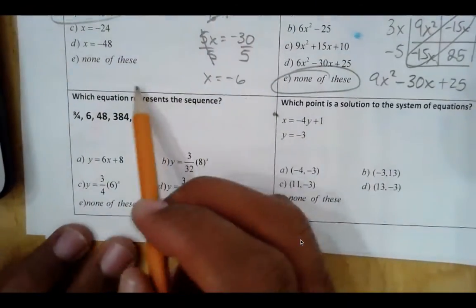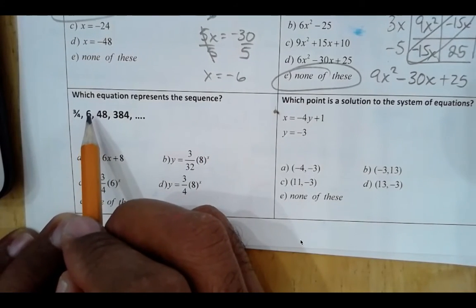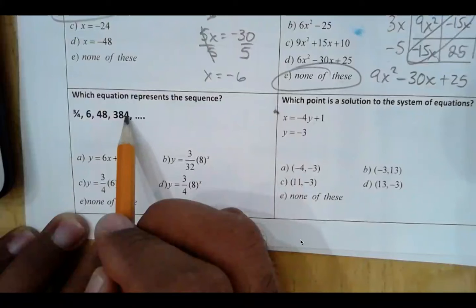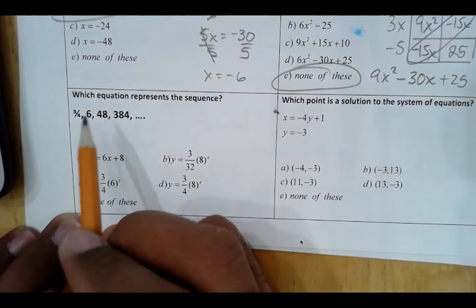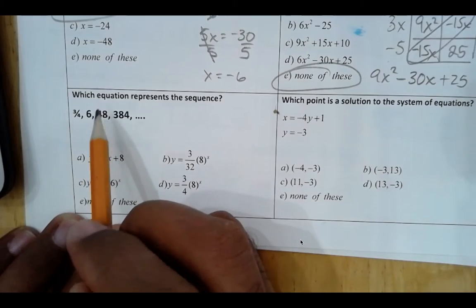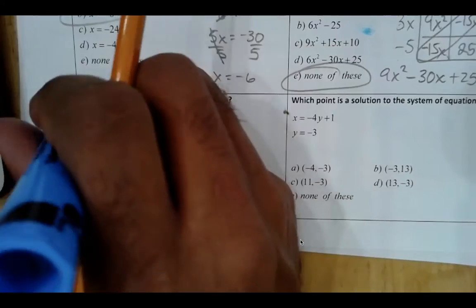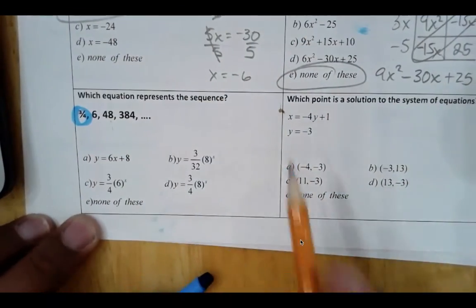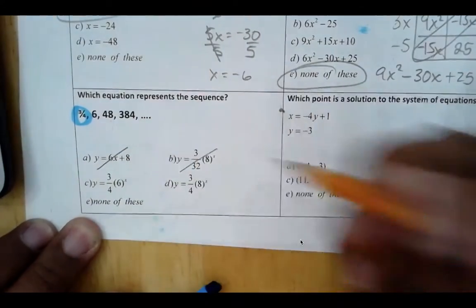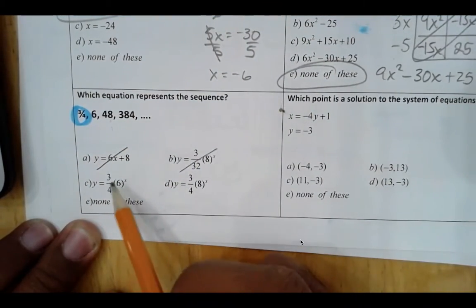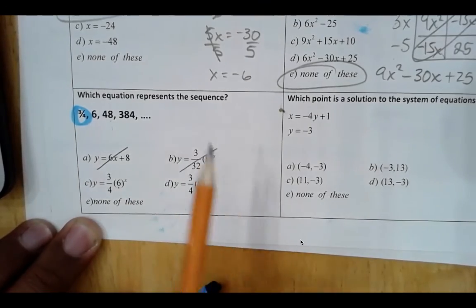Which equation represents this sequence? Well, it's increasing quite fast, so that probably means it's multiplication, that this is a geometric pattern. Now, notice that, first of all, the zero term is 3/4, so that means the first number has to be 3/4, which means it's not this one and it isn't that one. So it's one of these two. So basically, it's either multiplying by 6 or it's multiplying by 8.